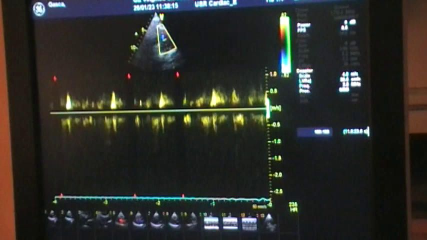Tricuspid regurg is one of those things, it may come and go throughout the study. It depends on how they're breathing in, that kind of thing. Sometimes it also depends on how hydrated they are. So regurg, hers, she just has a tiny little wisp right here, and that's pretty normal. So we're going to measure that.